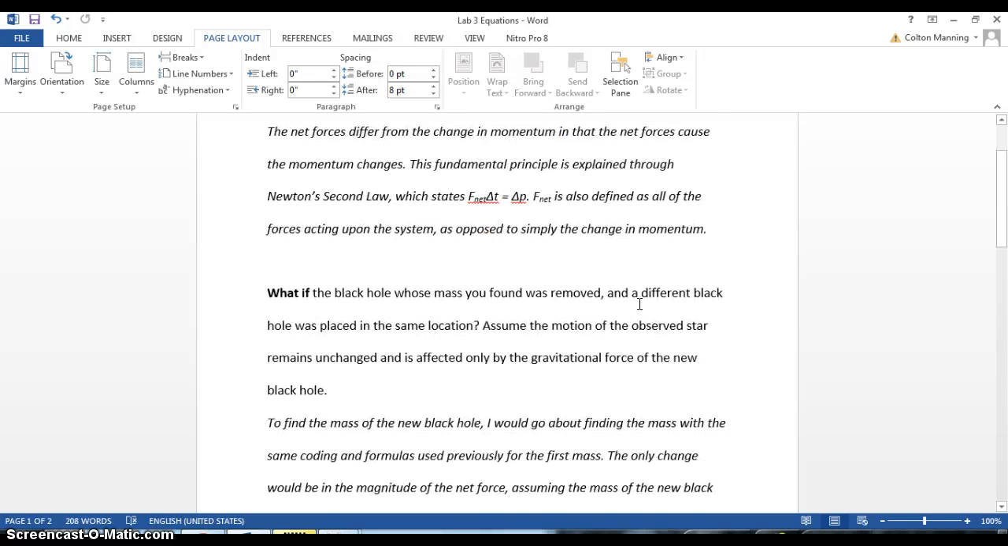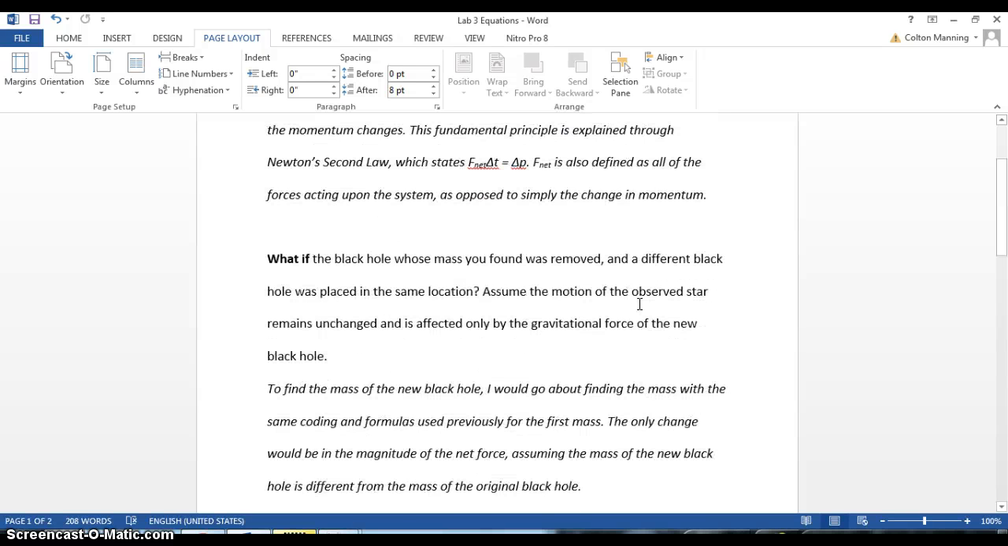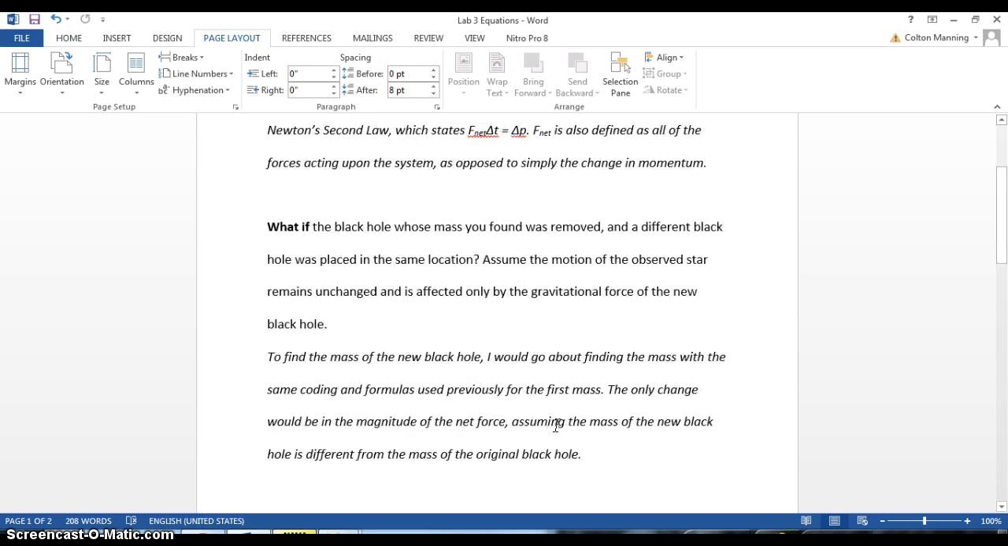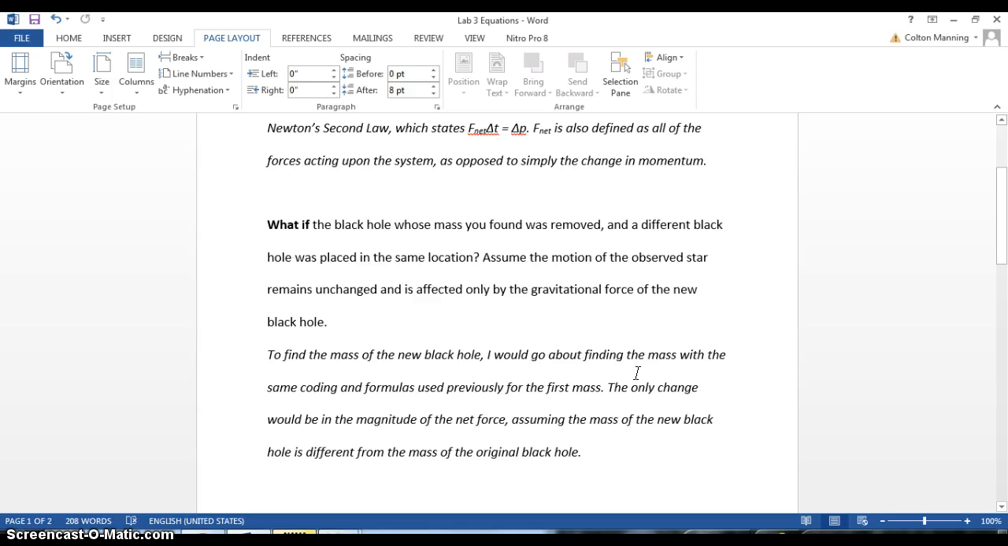So, what if the black hole was changed? What if we got rid of the black hole that was there and added a different one? Assume the motion of the observed star remains unchanged and is affected only by the gravitational force of the new black hole. So to find the mass of the new black hole, all we would do is the same thing. We would just go about finding the mass with the same code and formulas previously shown. The only change would be the magnitude of the net force in the code. It would still be the same code, but the magnitude of the net force would be different due to the mass of the black hole changing. Now, this is assuming that the black hole's new mass is different from the original black hole mass. But assuming that they could potentially be the same, the result would be the same as well.